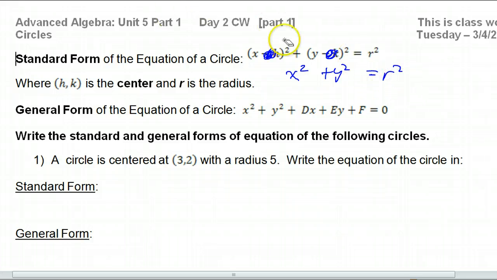But today we're moving off of the origin. So we're going to have to deal with h and k, a different kind of a center. That is called standard form.